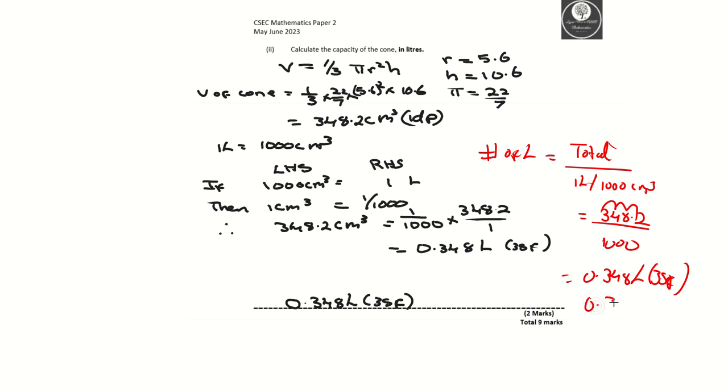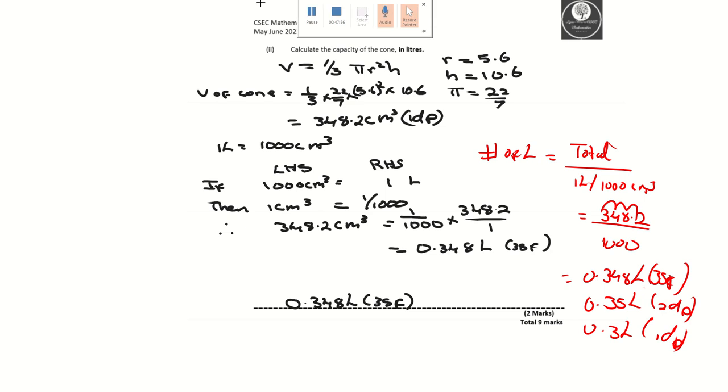or 0.35 liters to two decimal places. Or if you put it to one decimal place, it'll be 0.3 liters to one decimal place, and that's the answer. Do we understand May, June 2023, guys? So that would be the end of this.